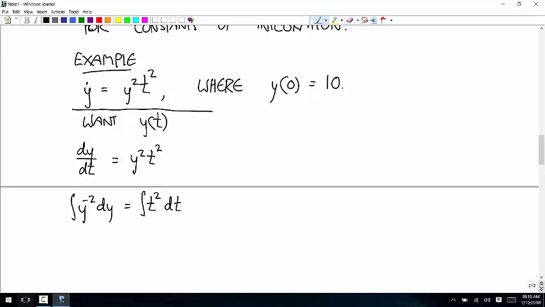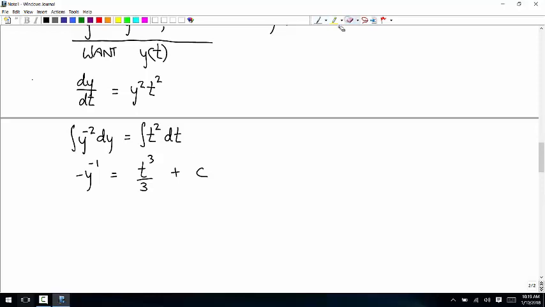And then integrate both sides. So you get negative y to the minus 1 is equal to t cubed over 3. You have a constant of integration for both of these, so you might as well just combine it into a single constant. Okay, so we have a relationship between y and t, but it still depends on an unknown constant of integration.